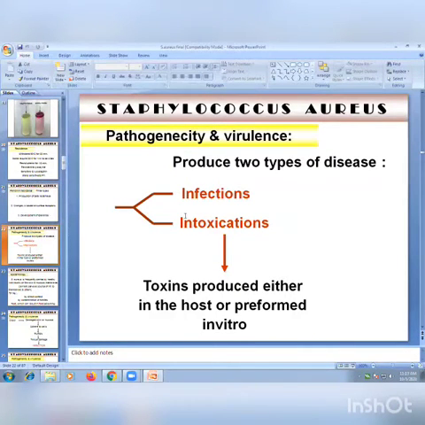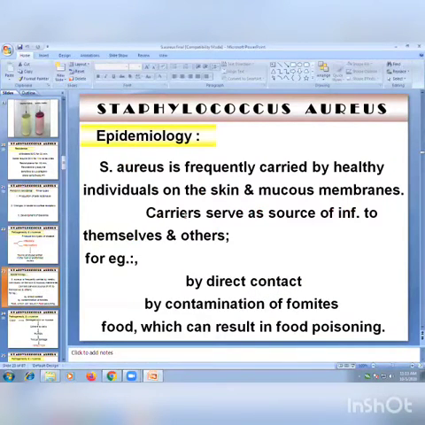Pathogenicity and virulence: Staphylococcus aureus produces two types of disease, infections and intoxication. Infection is because of direct involvement of the bacteria, and intoxication is because of the toxin produced by this bacteria. Few complications occur, and that is called intoxication. Toxins are produced either in the host or preformed in vitro, meaning outside the body, inside the food, like food poisoning.